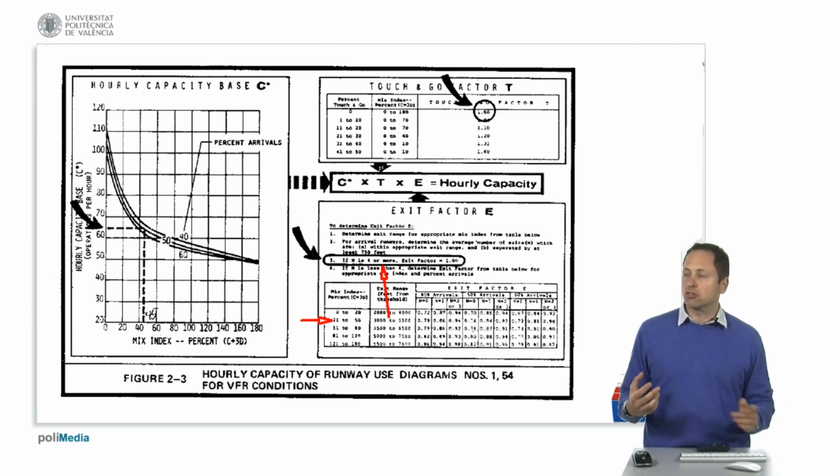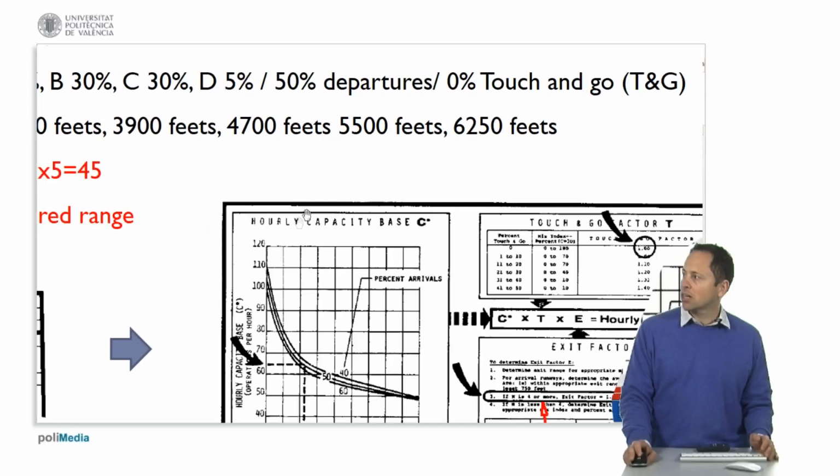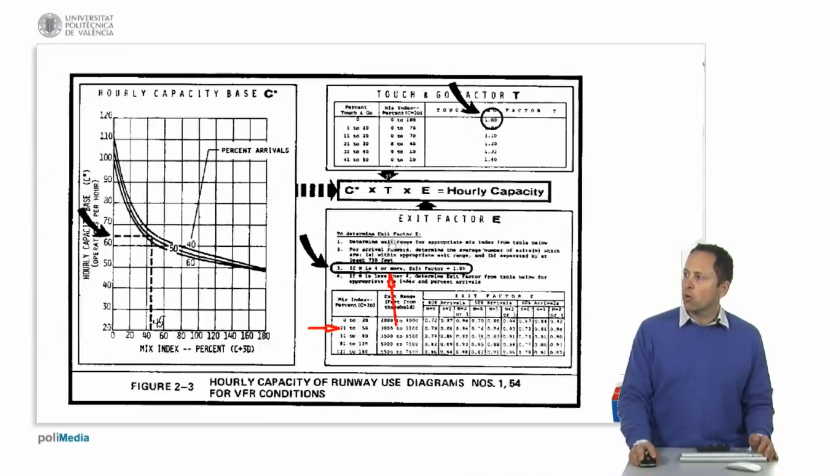Well, we have airplanes with a mix of 45, and we have to consider all the exits that affect us, not only the fast exit taxiways, all the exits. But if we have a runway for takeoffs and another for landings, we will only count the ones of the landing runway. Then here we have that, if there are 4 or more, the exit factor is 1. We go here to the right and, as I have said before, from 3,000 to 5,500 we have 1, 2, 3 and 4 exits: the 3,100, the 3,900, the 4,700 and the 5,500 feet.